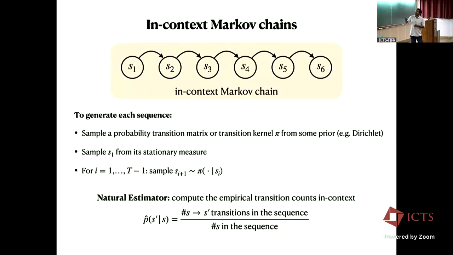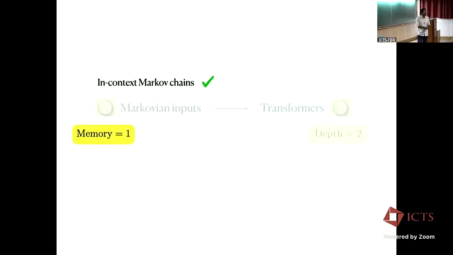If you use this procedure to generate a Markov chain, that's what they call in-context Markov chains. Or if it helps, you can think of this as a random Markov chain. A natural estimator here is to compute just the empirical transitions in context. The notion of in context basically means you're just using your previous samples to adapt your estimator. This is just the counting estimator that I previously talked about. So this is a natural estimator, and that's what in-context Markov chains are.